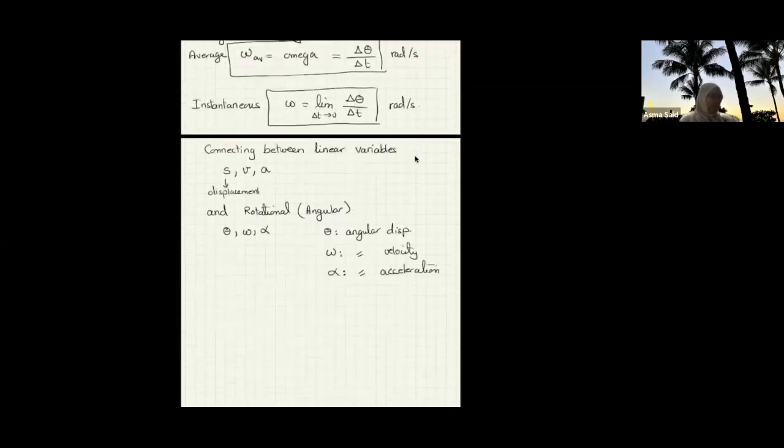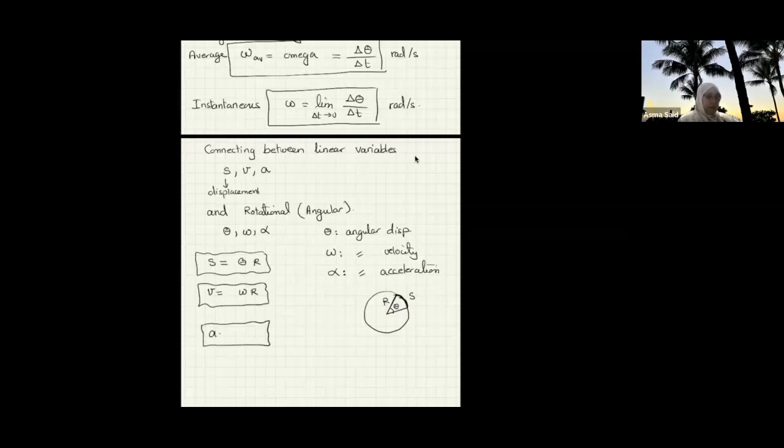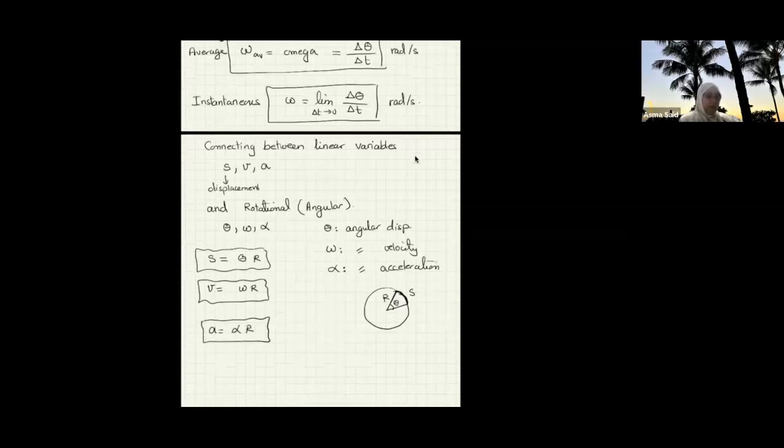Now, something that we need to know is that S equals theta times R. What does that mean? That means if your object is moving over an arc that has a length S, and this is theta, and this is the radius of the track, then S equals theta times R. Again, V equals omega times R. And finally, a equals alpha times R.